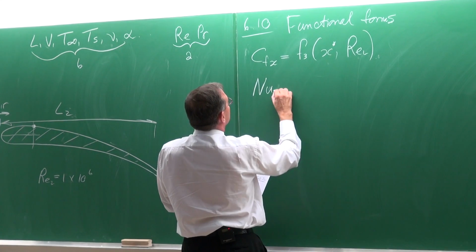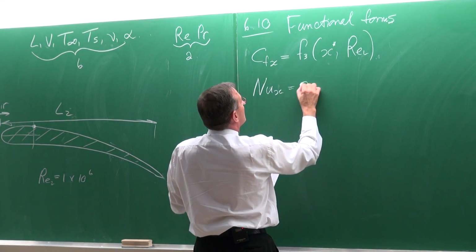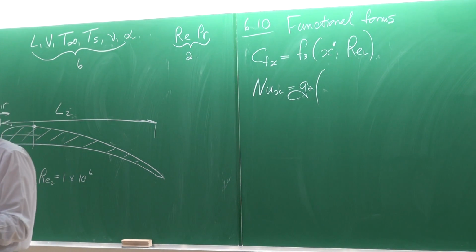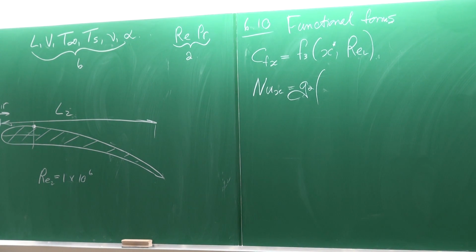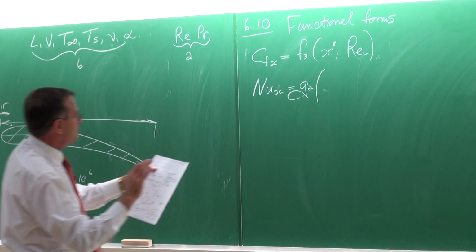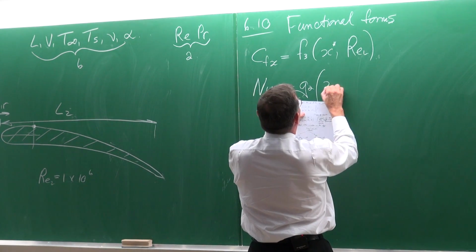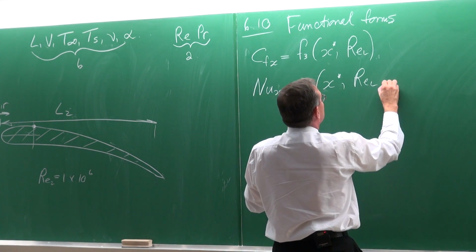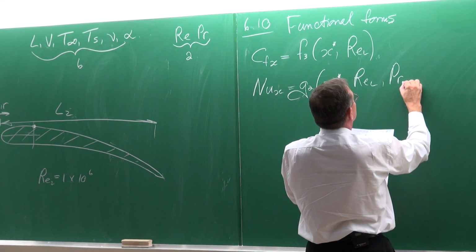The other one is for the Nusselt number. Now the Nusselt number is a new variable to you. Remember, it is the non-dimensionalized heat transfer coefficient. We're still going to use it a lot, so be patient. And that is also a function of x, the Reynolds number, but then also the Prandtl number.